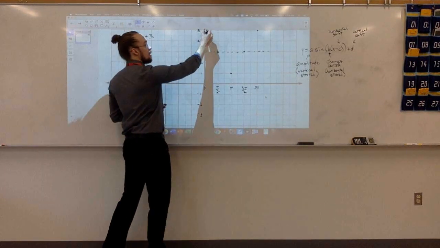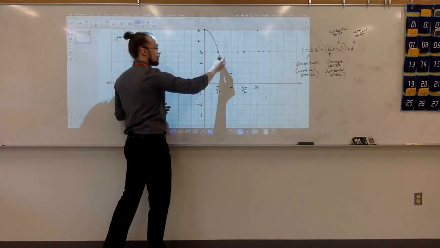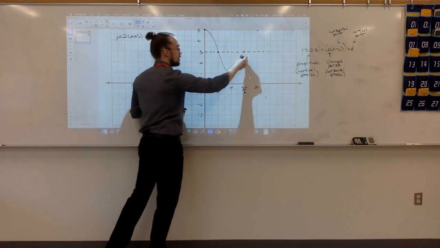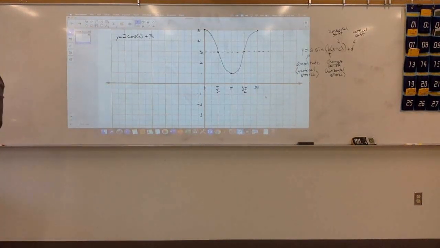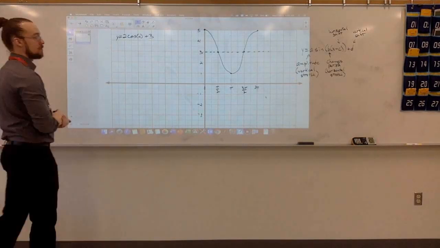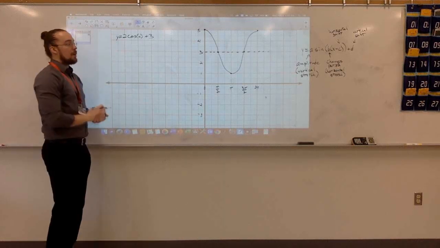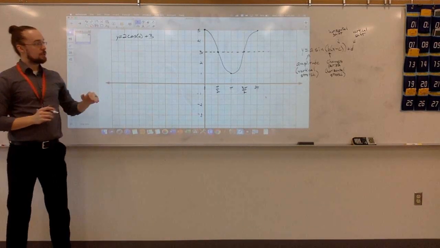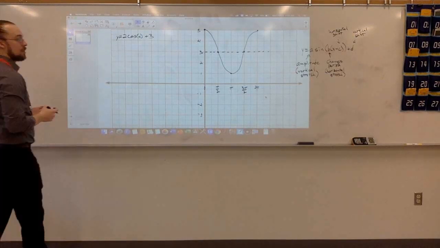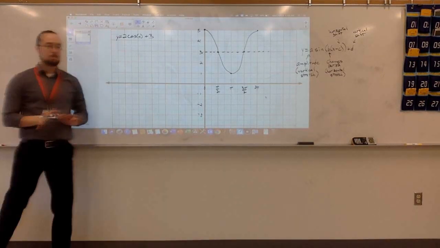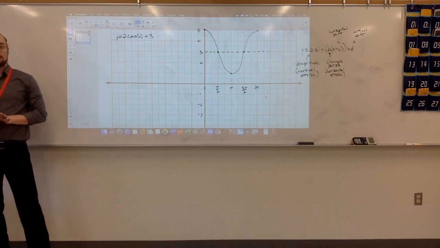For cosine, make sure you're not drawing a V that makes it look like it's not a periodic function. Don't just draw a V between your 5 points there. The D value shifts where the middle of the function is. Questions on something like that?